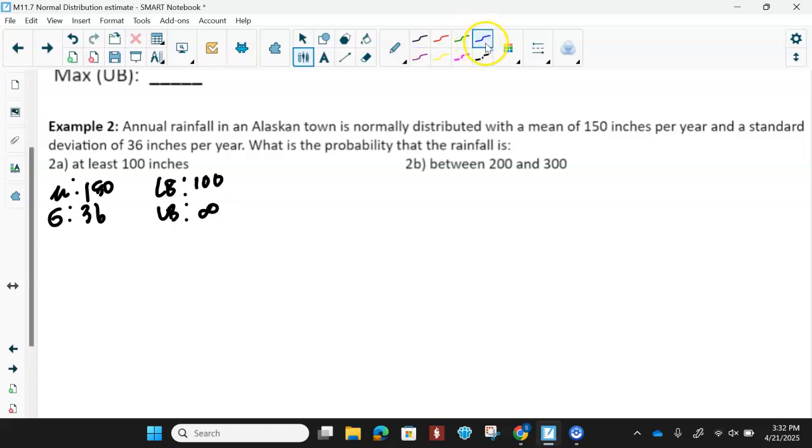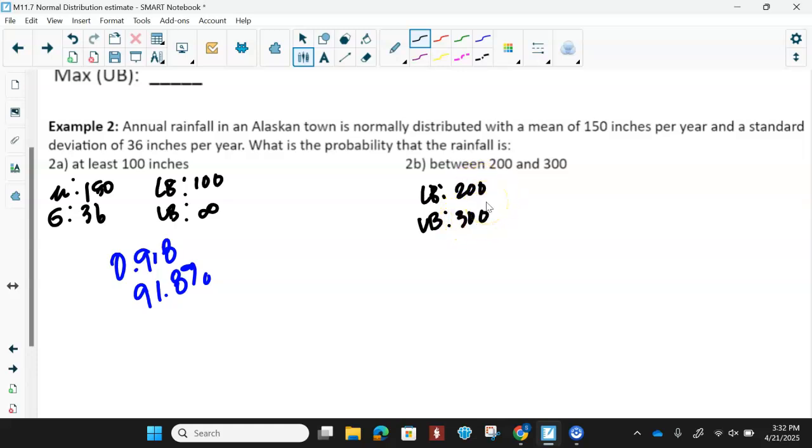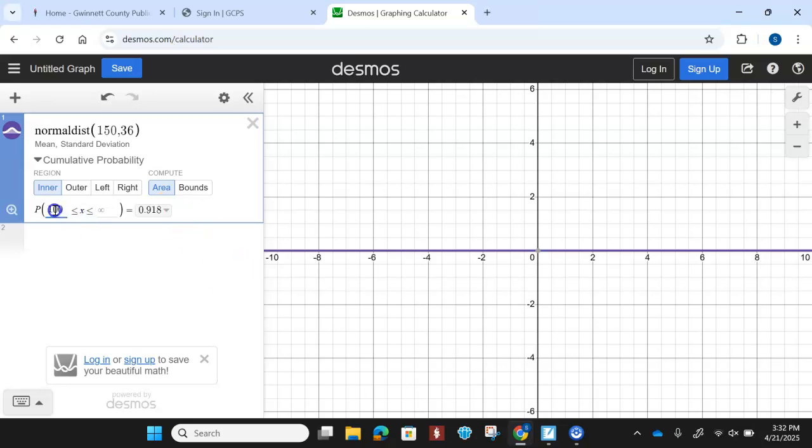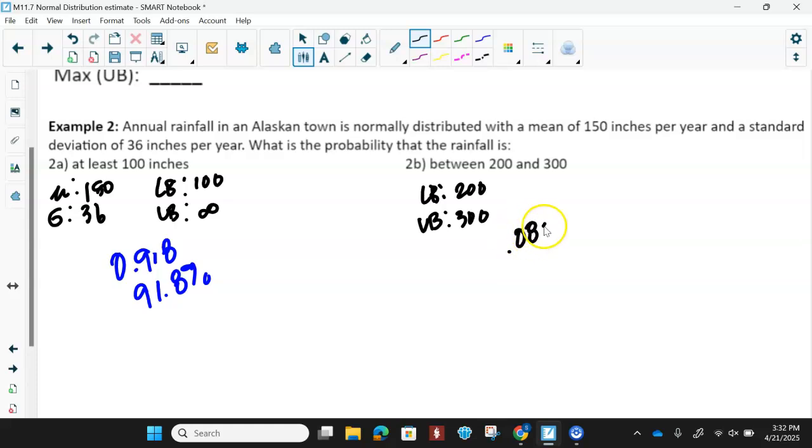So here, 0.918 or 91.8%. So then here, same thing. Notice our lower bound, upper bound, though, need to be set. And this one's nice because it's between 200 and 300. So the lower bound is, we're going 200 to 300. So then here we go. So we're going to go 200 to 300. And there is the probability of the amount of rain. So that means here we've got 0.082 or 8.2%.